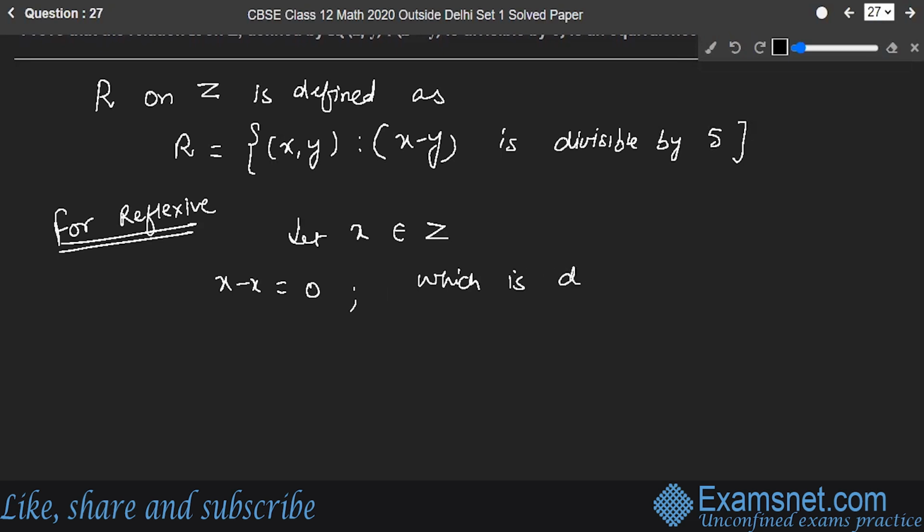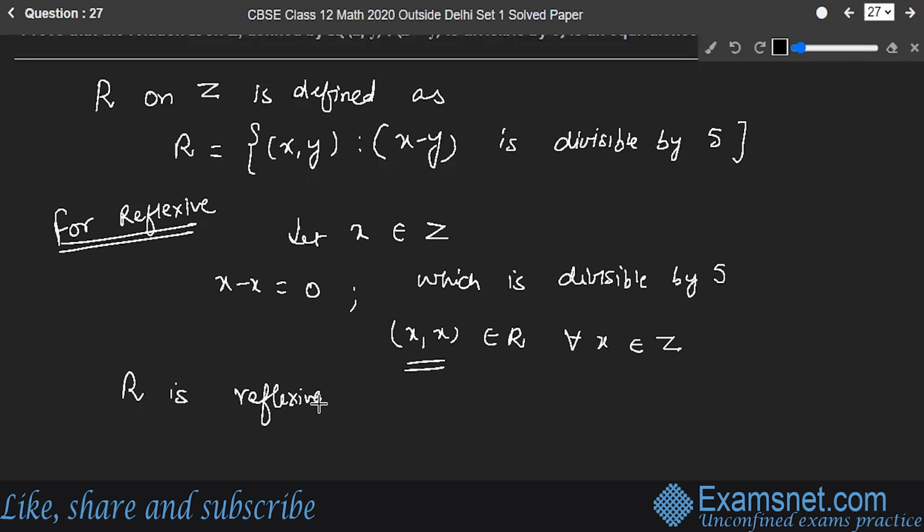So that means (X, X) belongs to R for all X belonging to Z. Hence, R is a reflexive relation. Correct? Because this is possible.